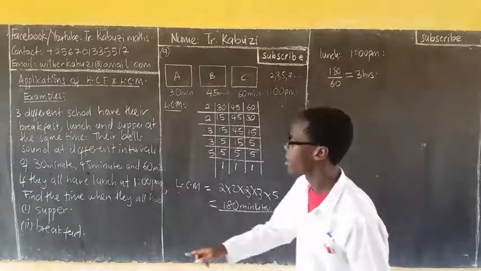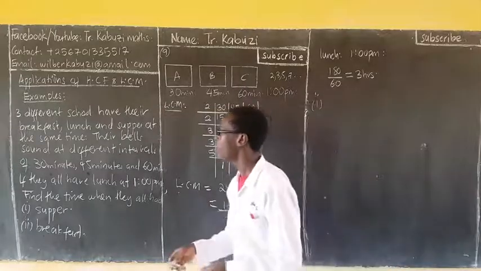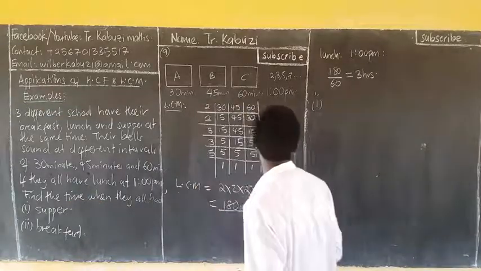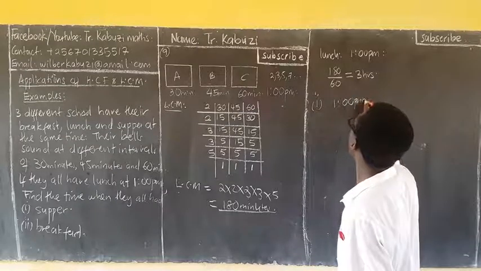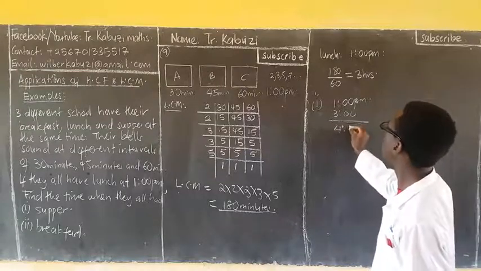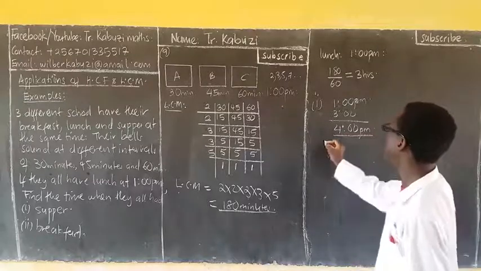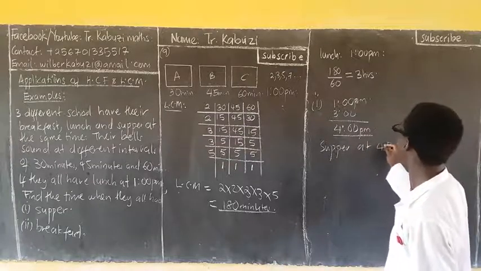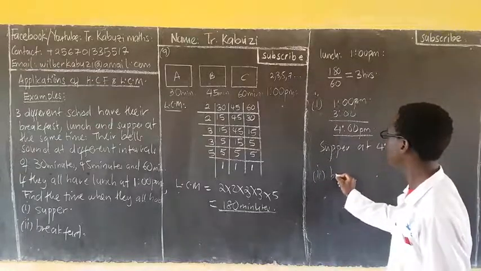Now, they are telling us to find the time they had supper. It means that these three schools are going to have supper after 3 hours, because that's when all of them are going to sound their bells. So, from 1 p.m., we add our 3 hours. If we add 3 hours here, we get 4:00, and this will be p.m. So, supper will be at 4 p.m.